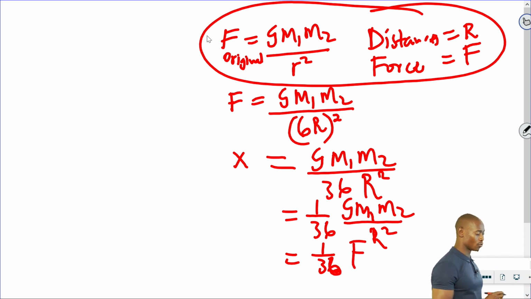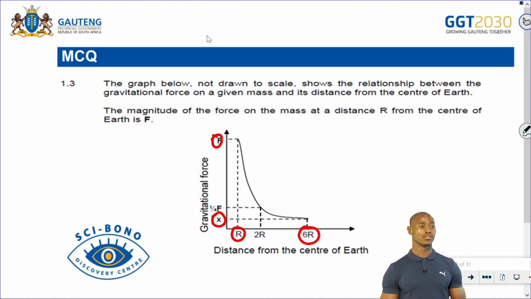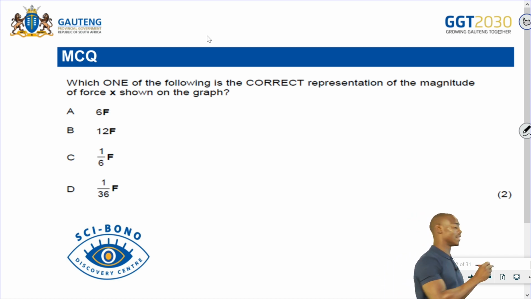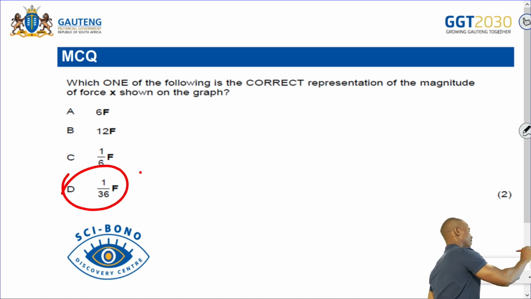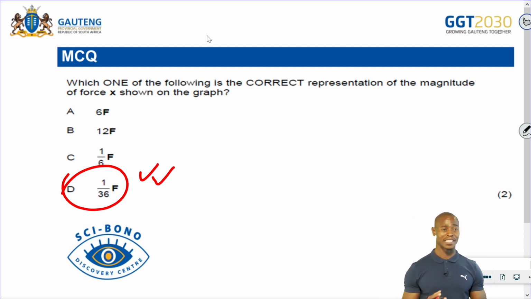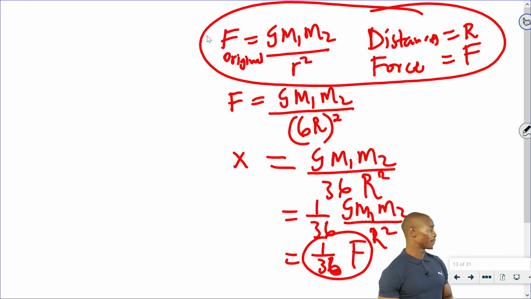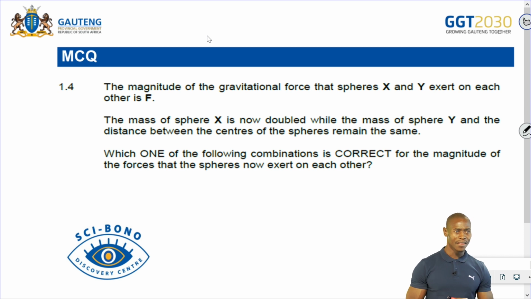So the answer that we're expecting here is 1 over 36 F. So if it's 1 over 36 F, then the answer will be D. So you just use the correct equation, read the statement and check which equation you are supposed to use, and then you work with proportionality there. All right, then another question.